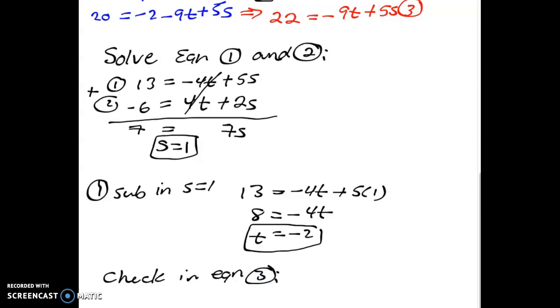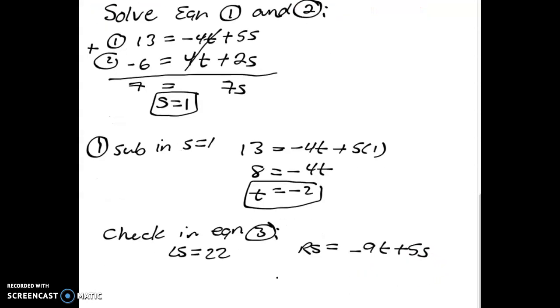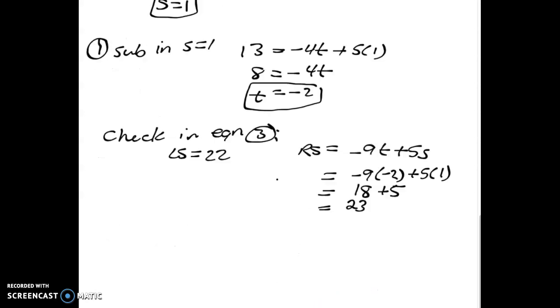In my case, I didn't use equation 3. So I'm going to do left side and right side, because that's what we always do for checks. And I'm going to plug in my s and my t. My left side's already 22. For my right side, -9 times -2 plus 5 times 1. So that would give me 18 plus 5, which is 23. So we see that left side does not equal right side. Therefore, point D is not on the plane.